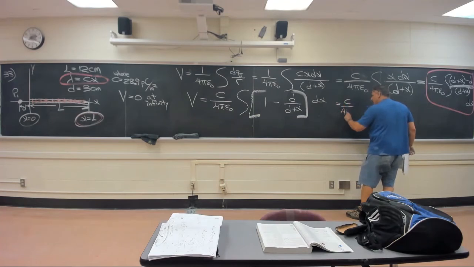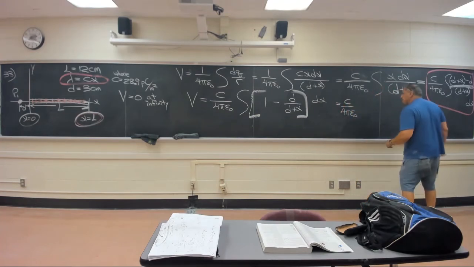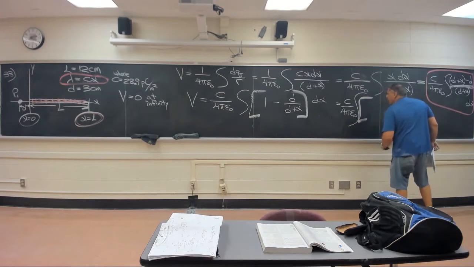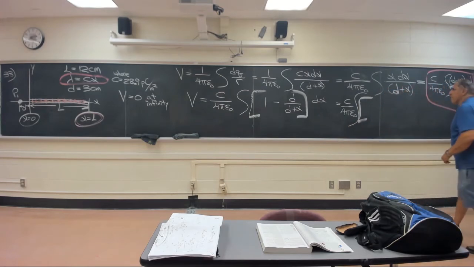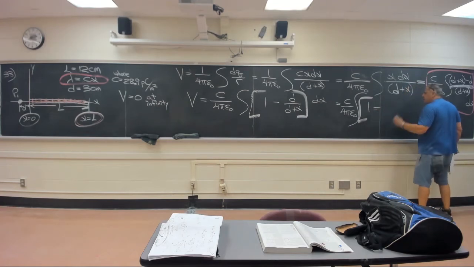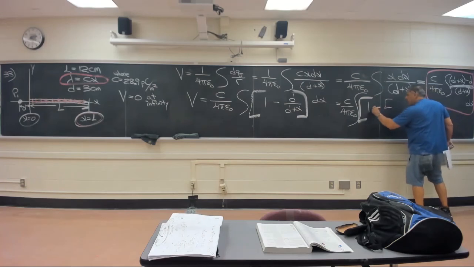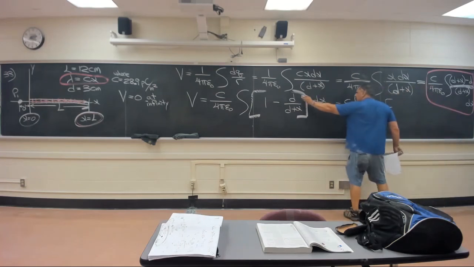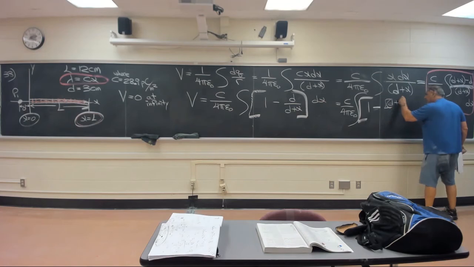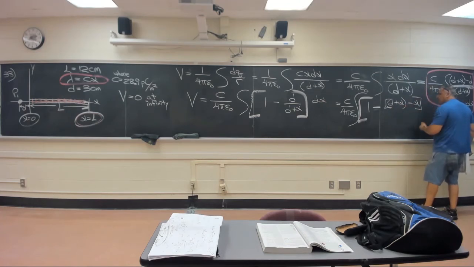C over 4 pi epsilon naught, integral of 1 minus, is d the same as d plus x minus x? D plus x minus x is d.